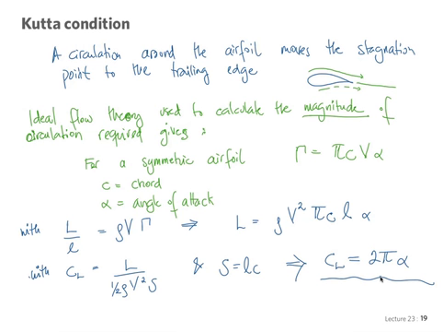And this is actually pretty close to what one can observe, except that this only applies for small enough alpha that there's no separation, because if there's separation, then we definitely cannot use ideal flow theory even with any of the tools that we want to apply. So these are the theoretical lift equations for an airfoil. And they have turned out to be quite useful.